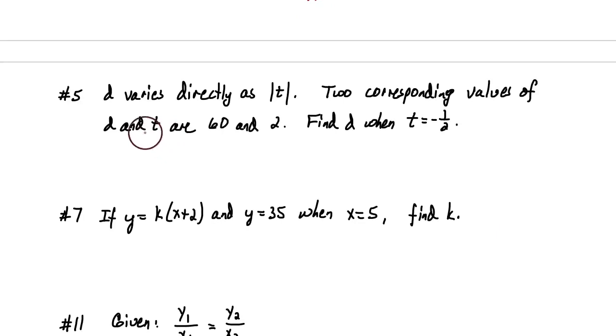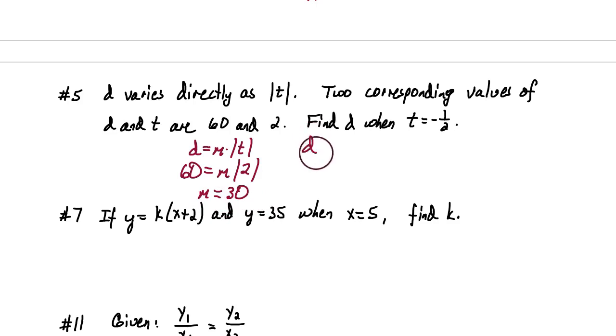Number 5, we're told D varies directly as the absolute value of T. That means we have the formula D equals M times the absolute value of T. Two corresponding values of D and T are 60 and 2. Let's make those substitutions: 60 for D and 2 for T. And now solve for M. 60 divided by 2 is 30. Now we know M is 30, so let's rewrite our equation and put the 30 in there.